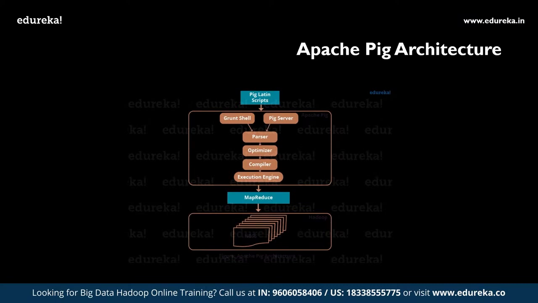Next comes the compiler. The compiler is used to compile the optimized logical plan into the series of MapReduce jobs. Followed by that, we have the execution engine. Finally, the MapReduce jobs are submitted to the Hadoop in a sorted order. Finally, these MapReduce jobs are executed on Hadoop, producing the desired results. So this was a basic explanation based on Apache Pig architecture.